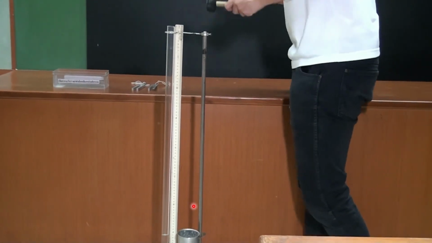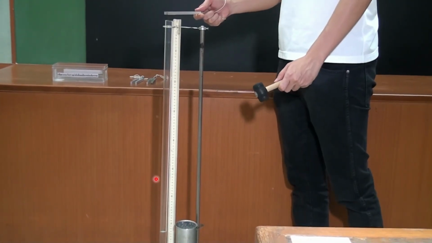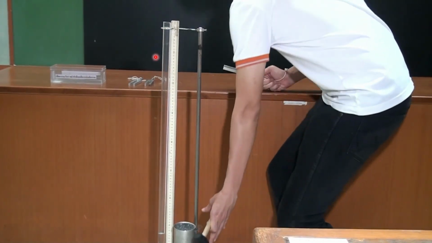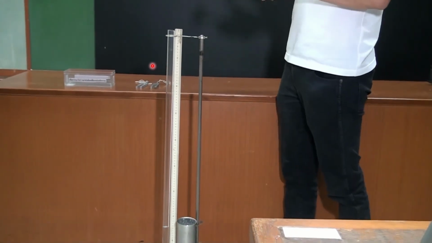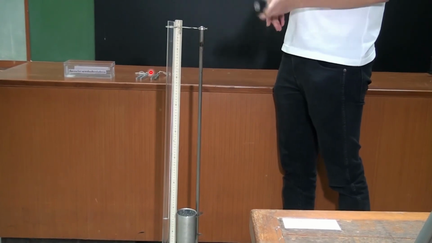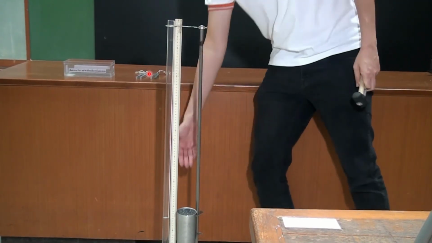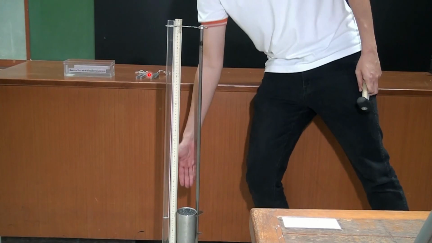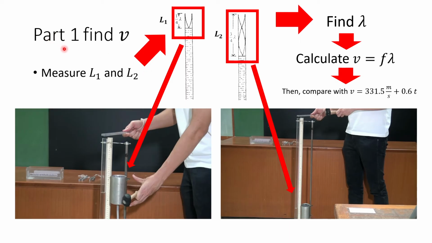So you keep hitting the tuning fork, and then you should be able to hear how far it is that you have the second resonance mode, L2. So the L1 is going to be 1/4 lambda, and L2 is going to be 3/4 lambda. Okay. So first part, you're supposed to find the velocity of the sound. So you measure L1 right here and measure L2 right here. And then once you measure L1 and L2, you should know what is the lambda.